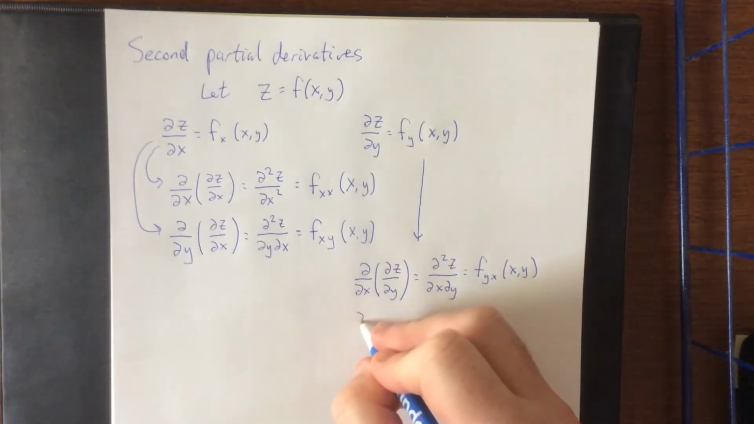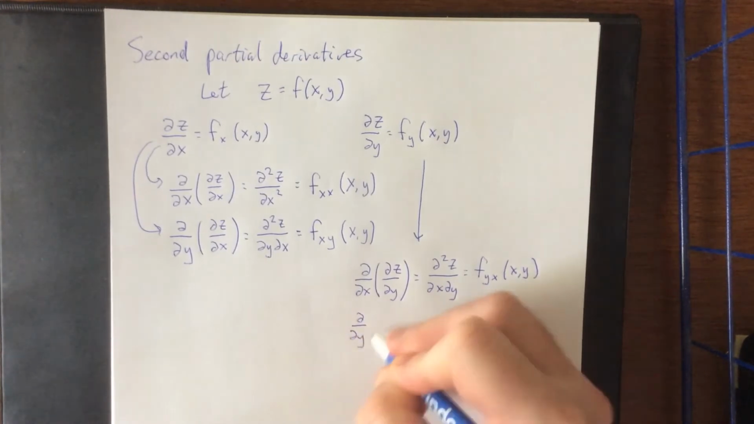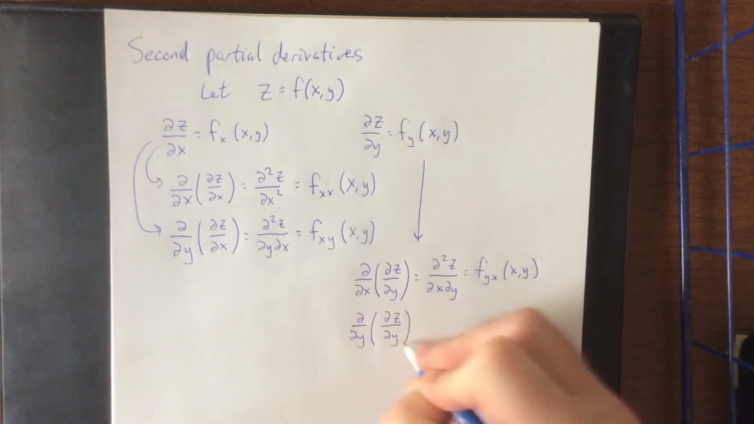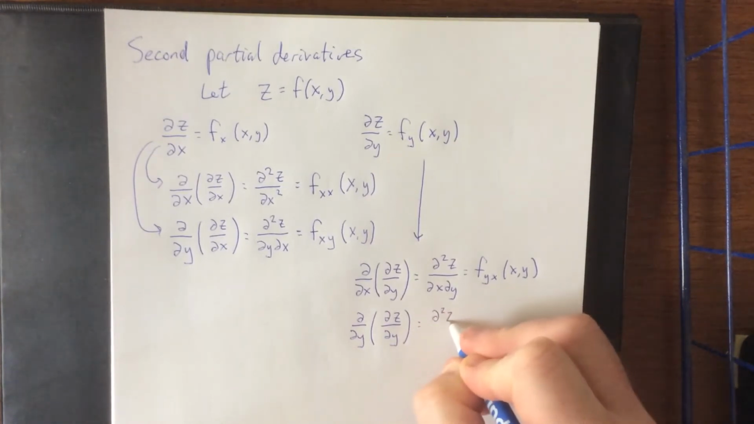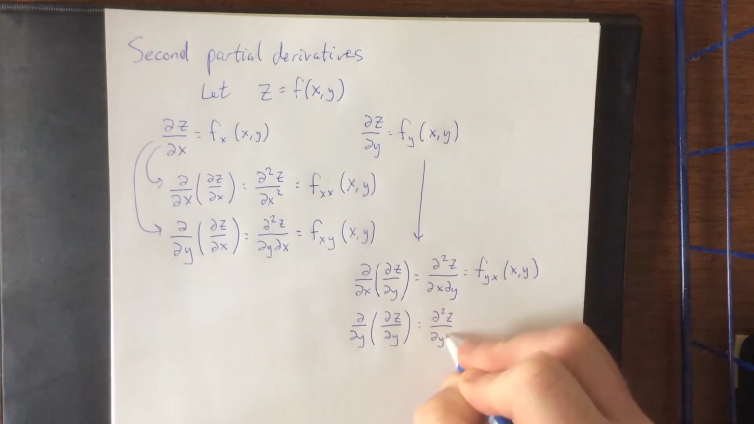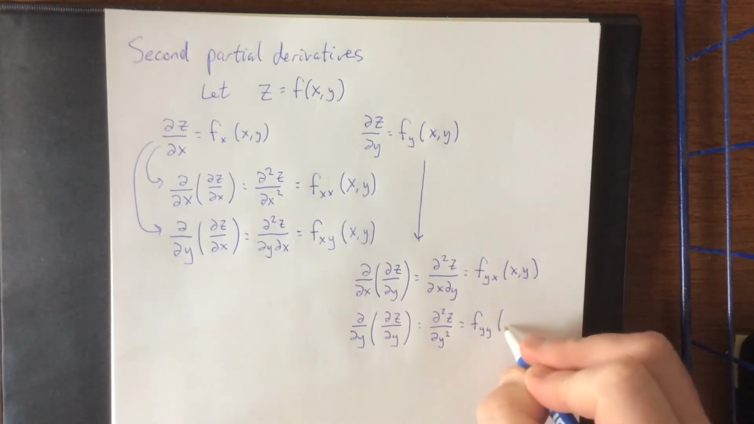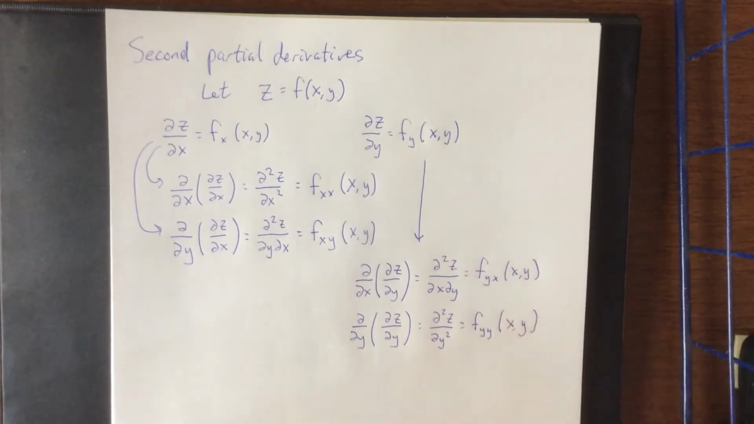Whereas if we were to take the partial derivative with respect to y of the partial derivative of z with respect to y, that would be d squared z over dy squared. In our alternate notation, that would just be f with a subscript y y of x y.